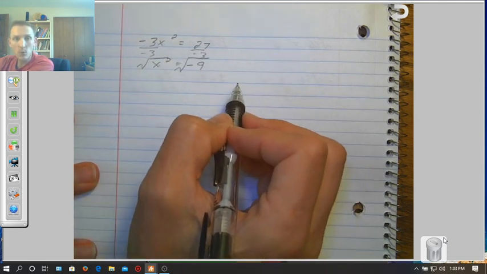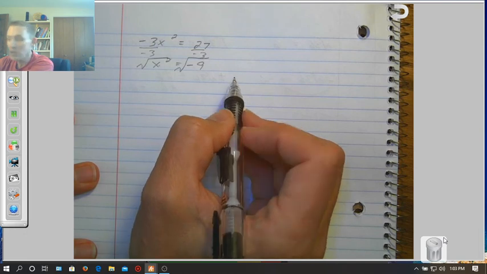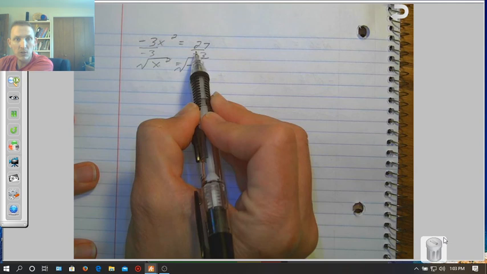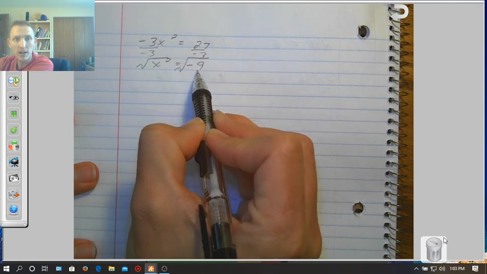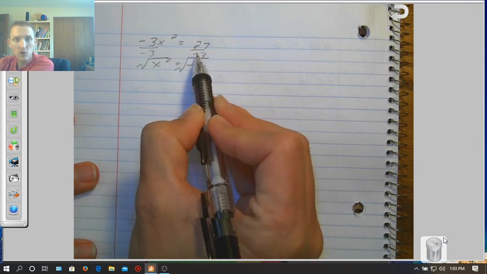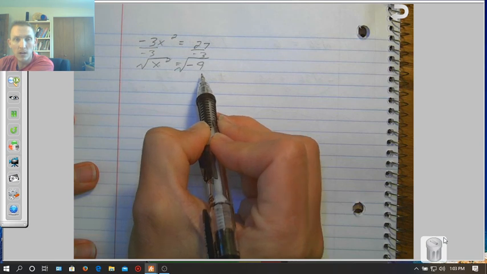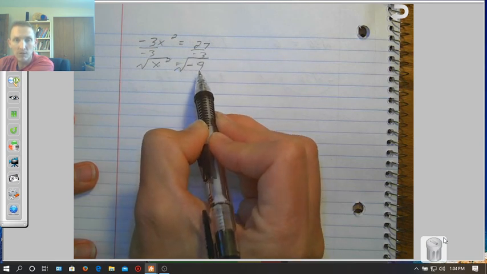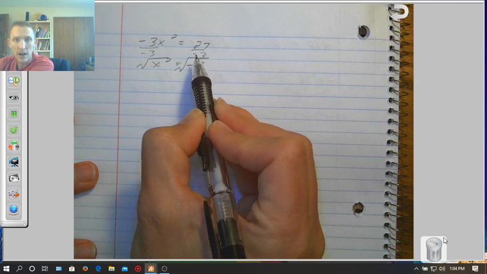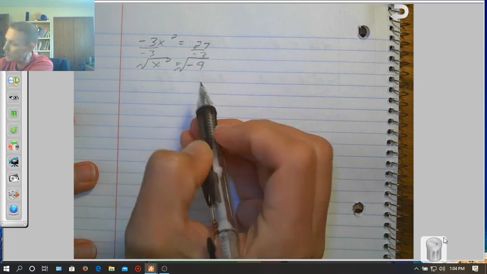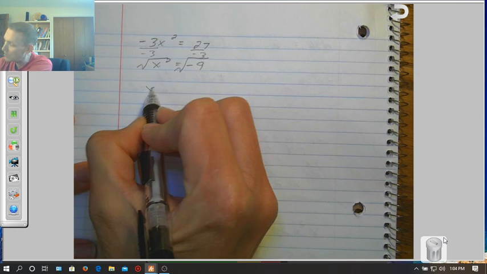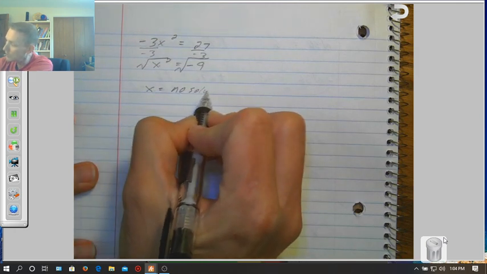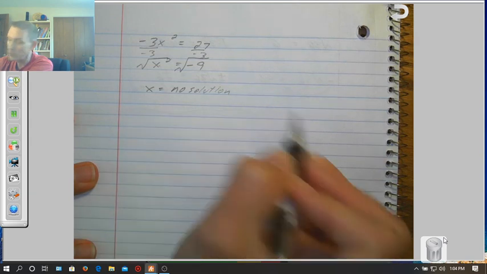Now when I square root both sides of the equation, something right here should jump out at you. If I look at this side of the equation, what have I created? I have created the square root of a negative number. And if you remember from the beginning of this lesson, you cannot have the square root of a negative number. So this final answer is x equals no solution.